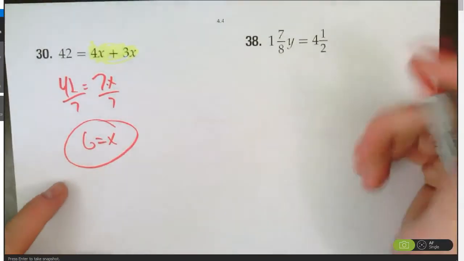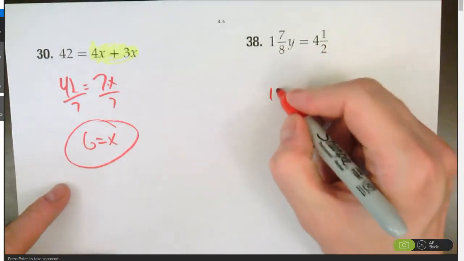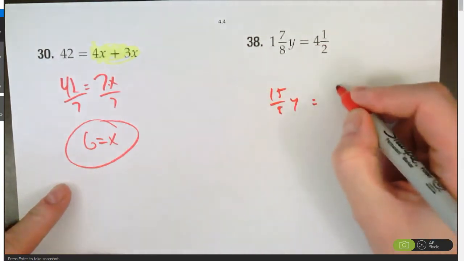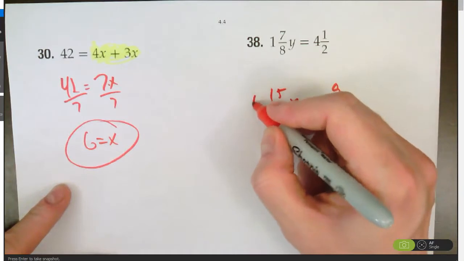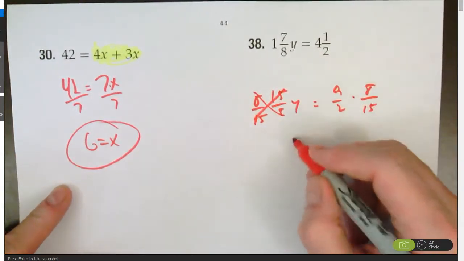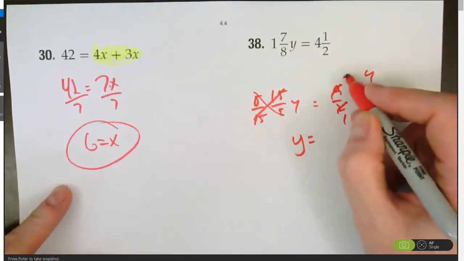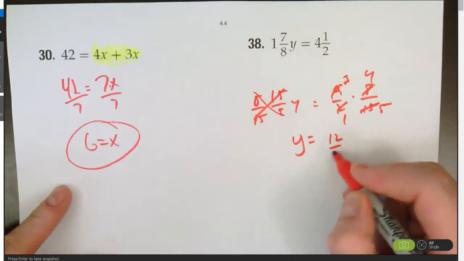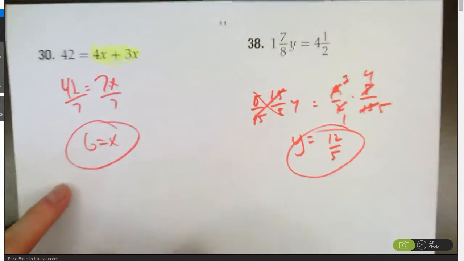Now for 38, I have to write this as an improper fraction, and that one as well. So this is 15/8 y equals 9 halves. Now I can divide by 15/8, which is really like multiplying by 8/15 to cancel it off. So y gives us 4 and 1, 5 and 3. 3 times 4 is 12, 12 over 5. That's our solution for y.